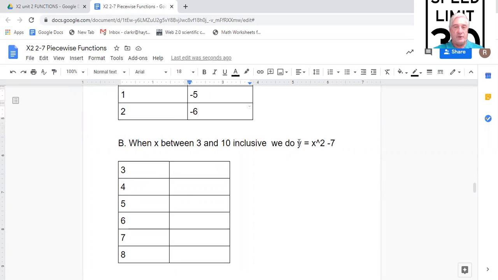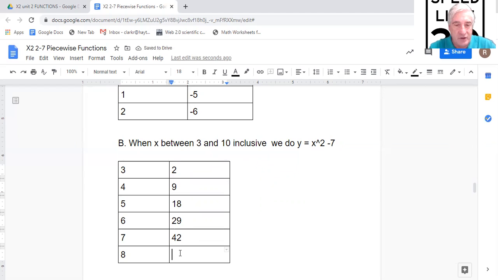Our function here between 3 and 10 is y equals x squared subtract 7. So I'm going to square my number and subtract 7. 3 times 3 is 9, subtract 7 is 2. 4 times 4 is 16, subtract 7 is 9. 5 times 5 is 25, subtract 7 and we get 18. 6 times 6 is 36, subtract 7 is 29. 7 times 7 is 49, subtract 7, it's 42.